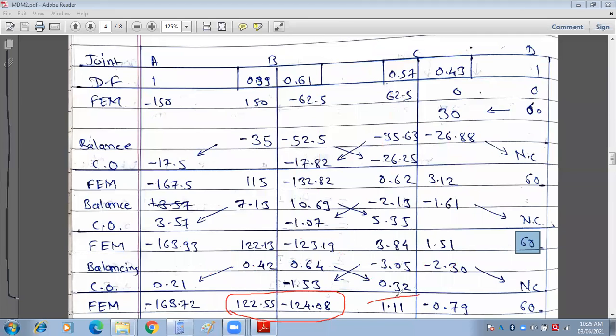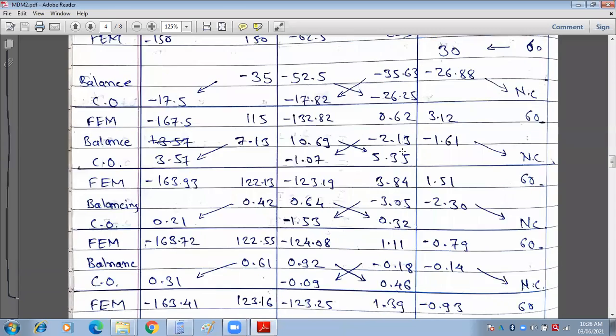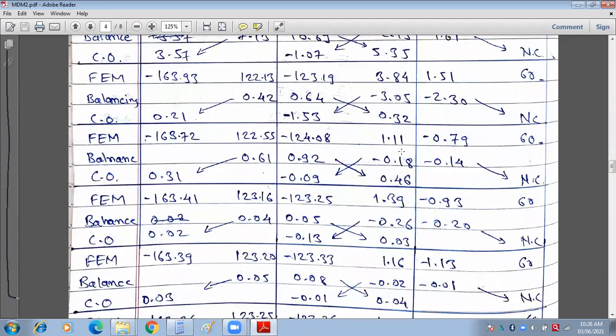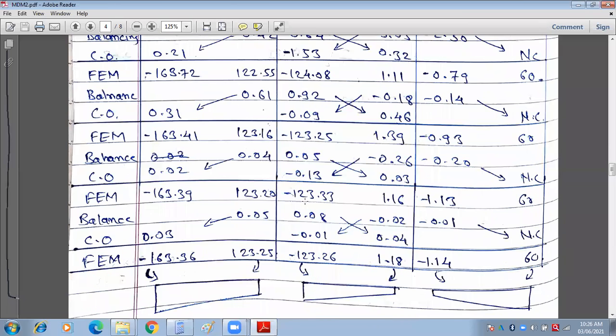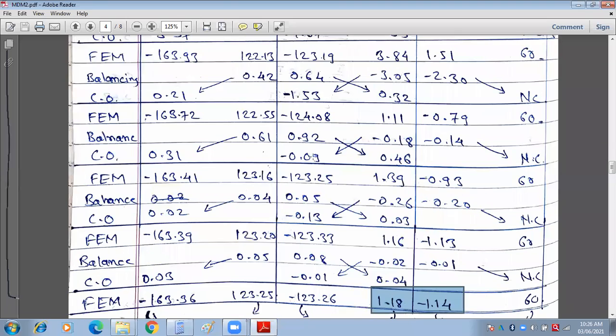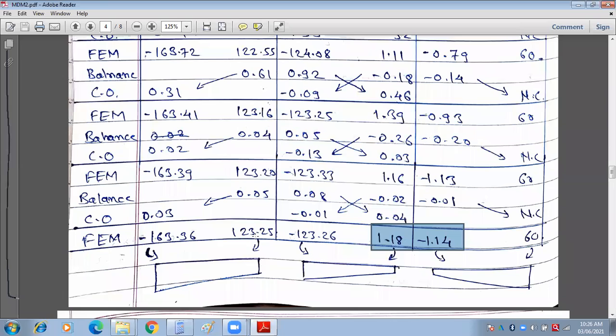If it is not balanced, make the same iteration again, and this procedure is repeated until you get the same values. I will not go into each and every term calculation. You just take a screenshot and check all the values for the further iterations, and you will finally get this answer.